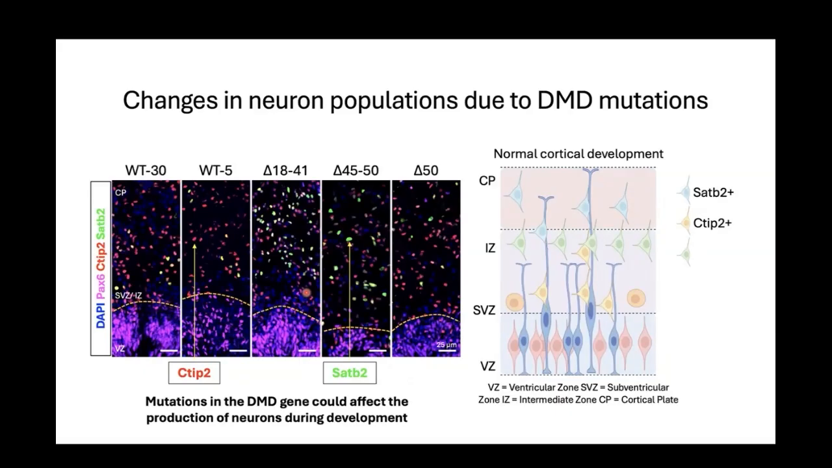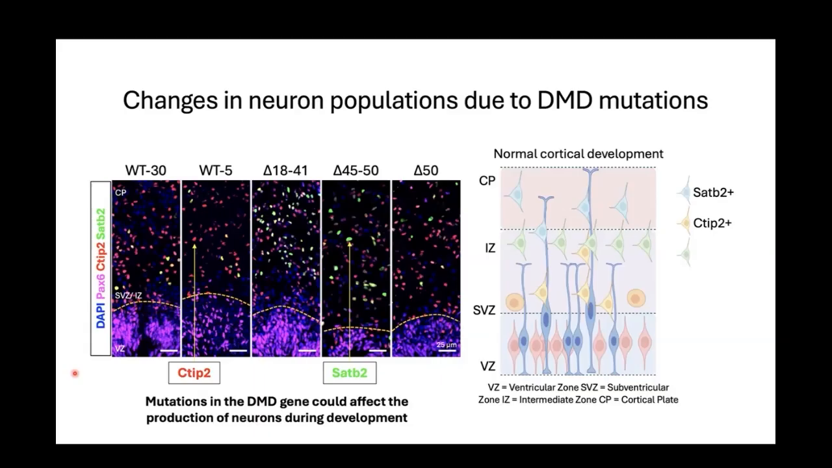To do this, we've been doing lots of quantification, lots of measurements in the brain organoids, looking at the different neuron cell types, trying to understand how the mutations which lead to autism spectrum disorder in DMD boys could affect neuronal production during development. And we're doing lots of exciting analysis to try to understand a bit more of this.